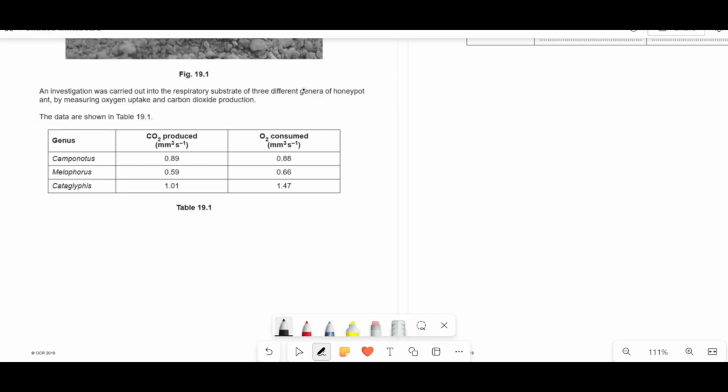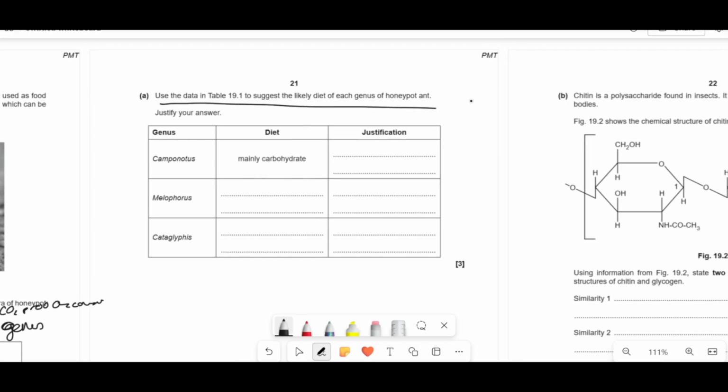So again, we're looking at our dependent and our independent. What are they changing? It's the genus. And then what are they measuring? CO2 produced and O2 consumed. So there's 2 of them. Here then, it says, use this data to suggest the likely diet of each genus of honeypot ant. So then it says, justify your answer.